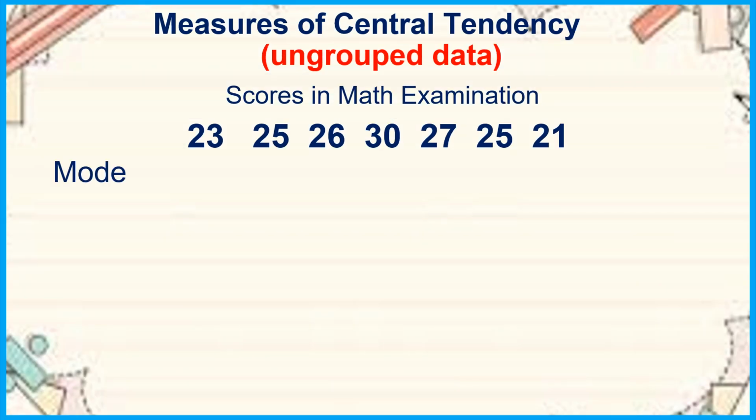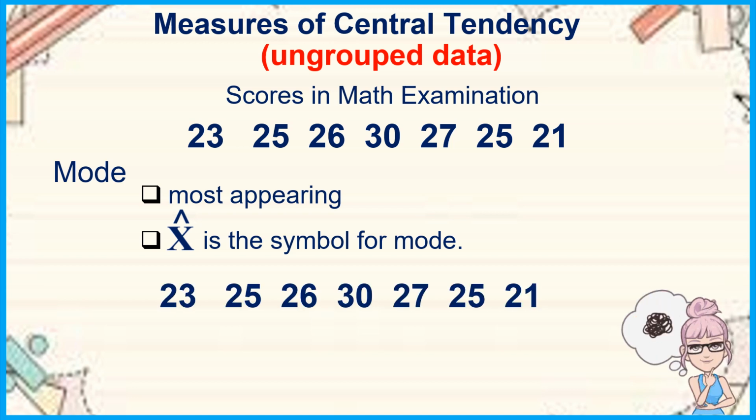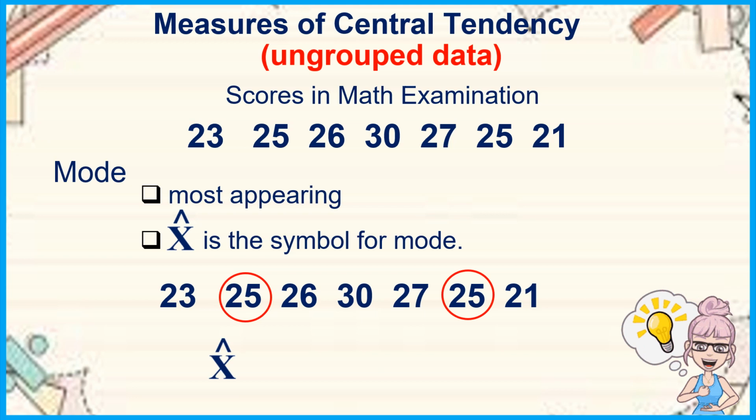Now let us have the mode. What is mode? Mode is the most appearing number. And this is the symbol for mode. And how to get the mode? Just take a look at the data and then find which is the number which is most appearing. Very good, it is 25. So therefore, the mode is equal to 25.